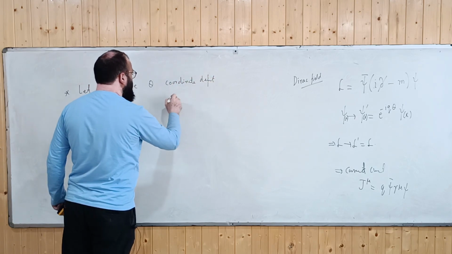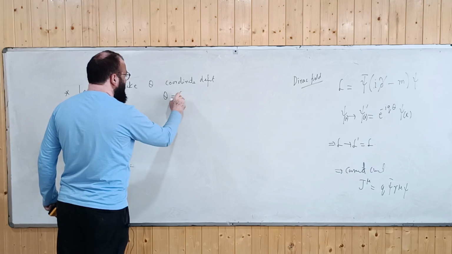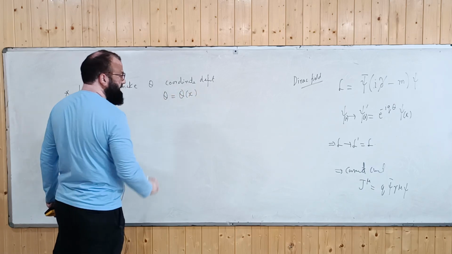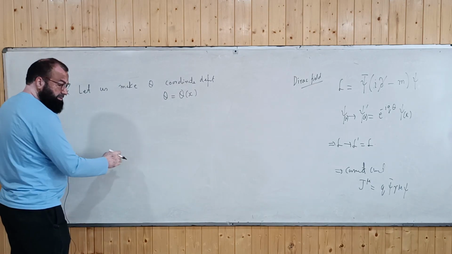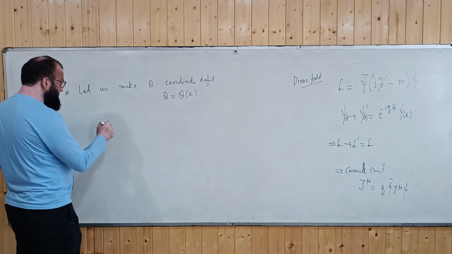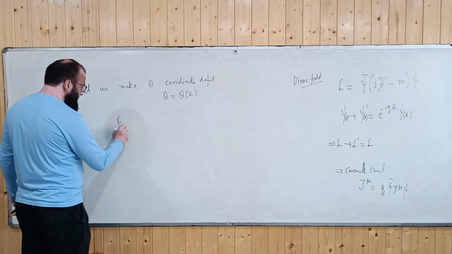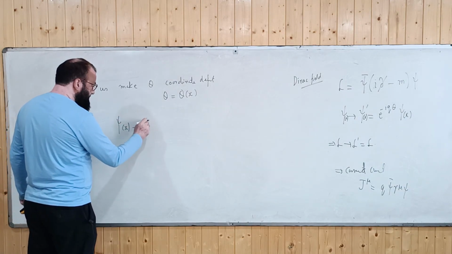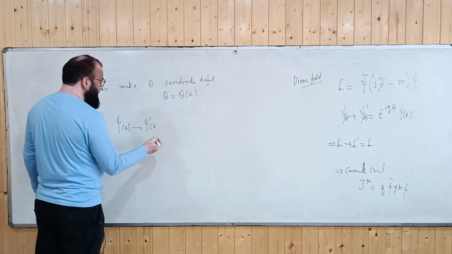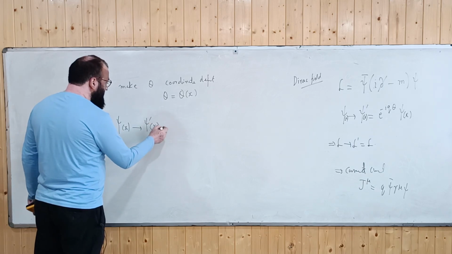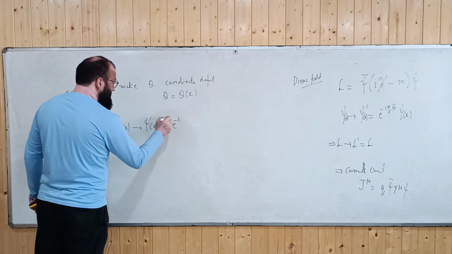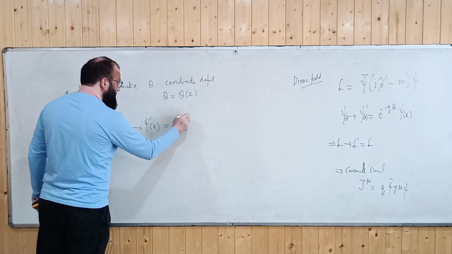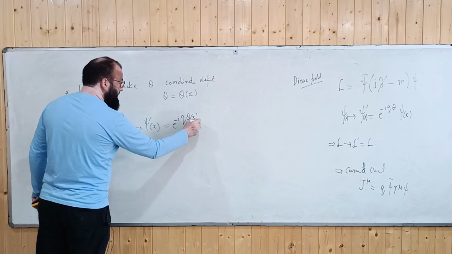So theta is simply a function of x. Okay, so what is our phase rotation now? Look here. Let's take the same transformation: this psi of x goes to some psi prime x prime, some psi prime x, which is equal to e raised to minus i q theta of x times psi.